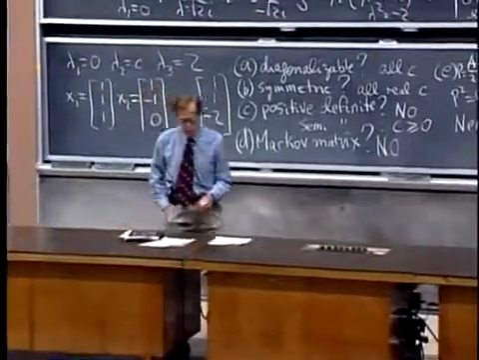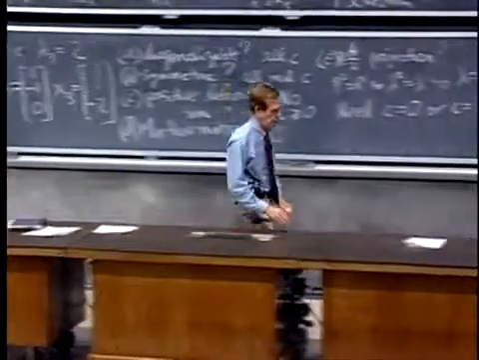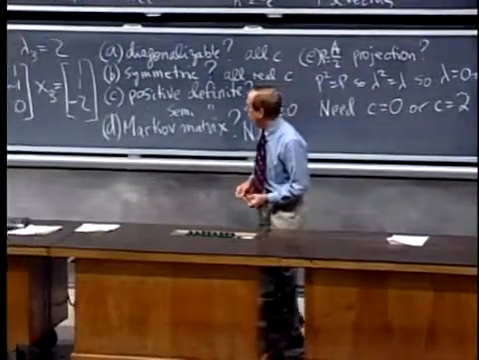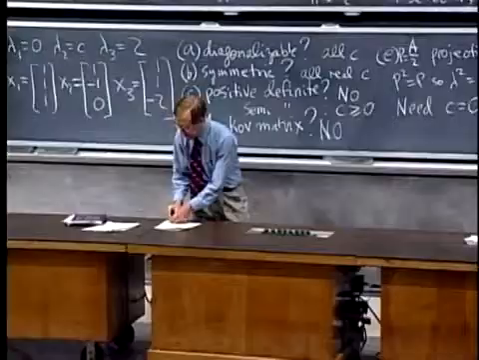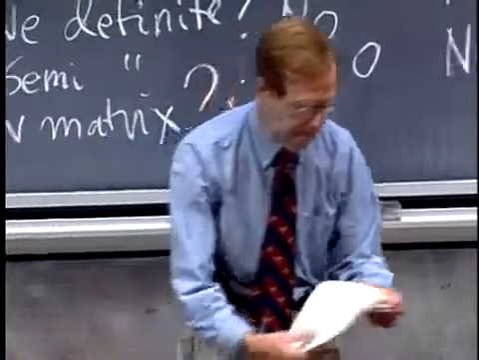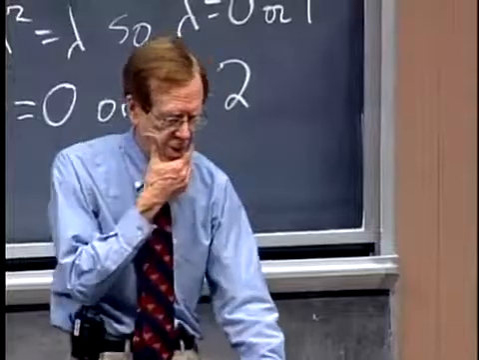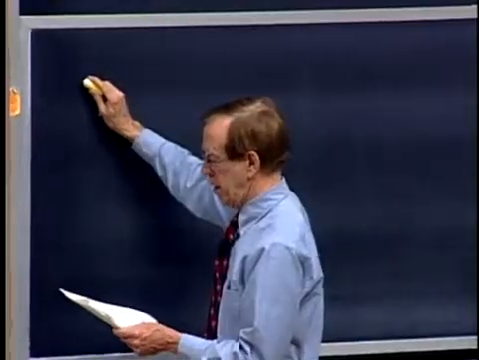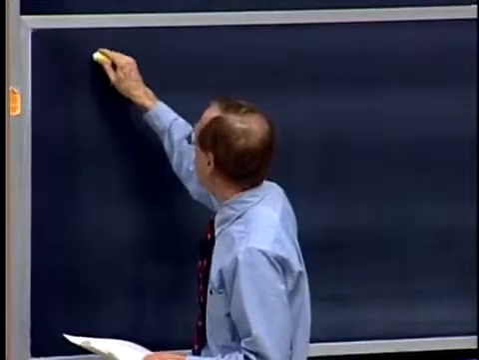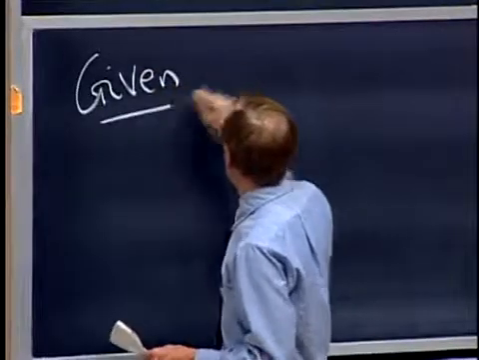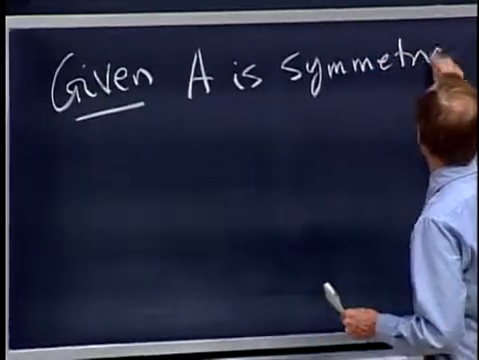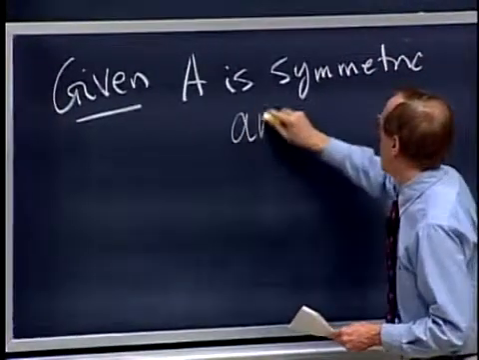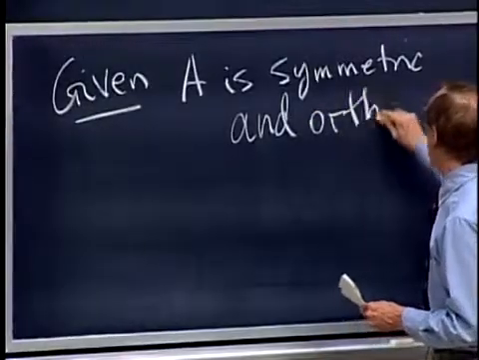Let me keep going with further topics. Now, let's see. Similar matrices we've talked about. Let me see if I've got another. Okay. Here's a true-false, so we can do that easily. So, question: A is given, A is symmetric and orthogonal.